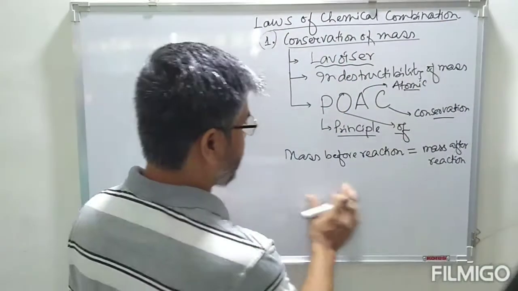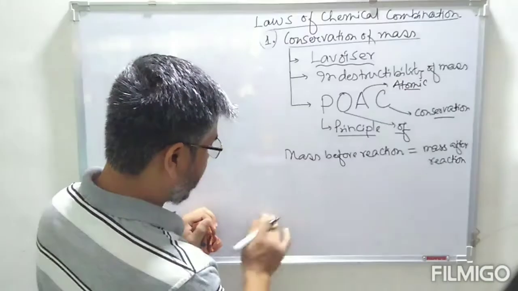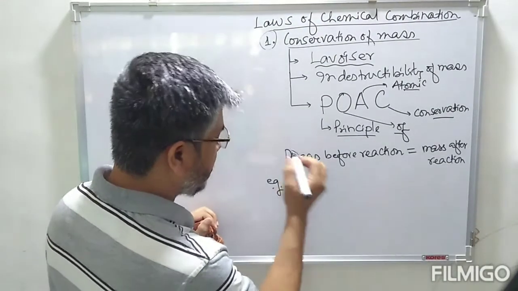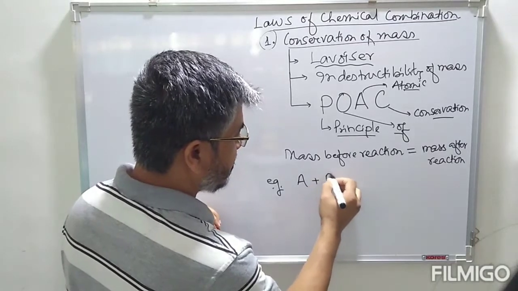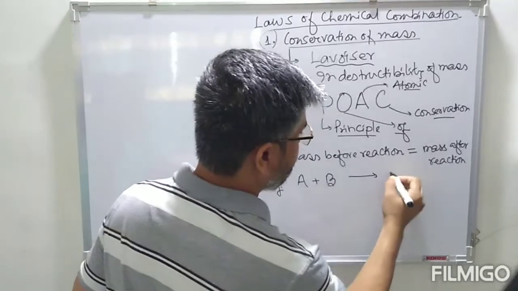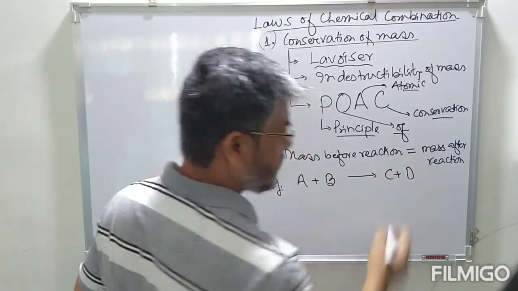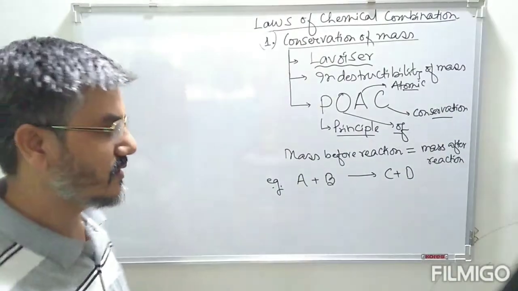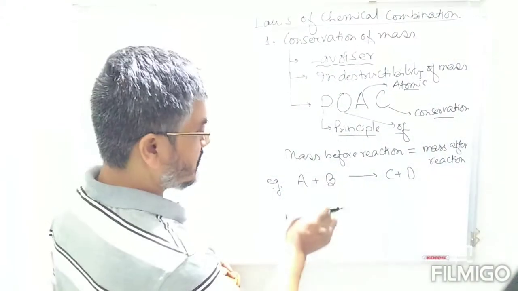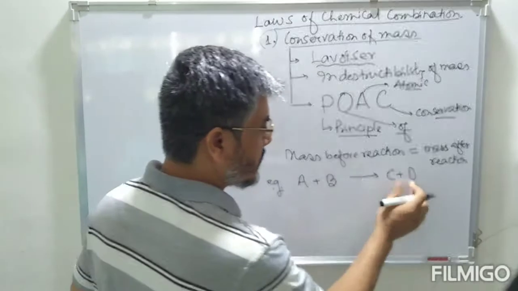Suppose, take this example. Suppose we have a reaction A plus B gives you C plus D. Let's assume this is a balanced chemical reaction. So in the balanced chemical reaction, A combines with B to give you C and D.